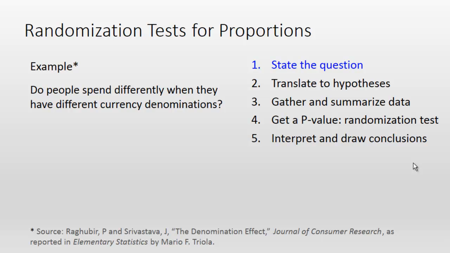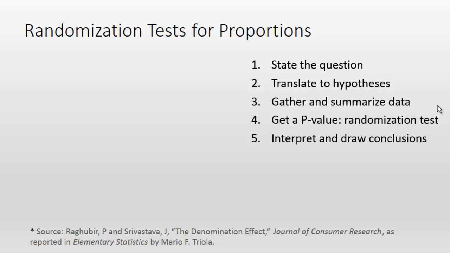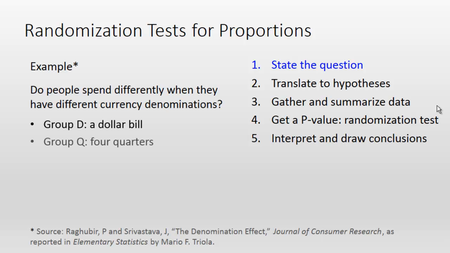Well, these researchers decided to test this in a variety of ways, and one of the ways they did was they got some people, and they split them into 2 groups. In one of the groups they gave a dollar bill, and in the other group they gave people 4 quarters. And then they asked them whether they wanted to keep the money that they'd been given, or whether they'd like to take the opportunity to buy some gum or mints.